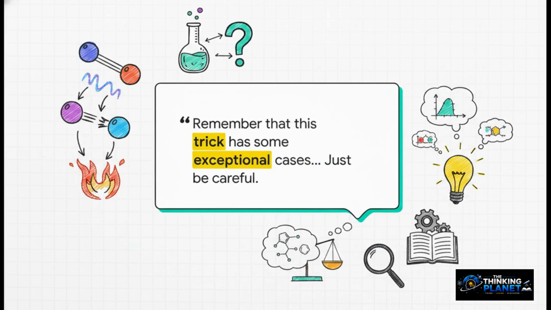Now, as much as I love that moles of products minus reactants trick we just learned, I do want to leave you with a very direct warning from our source material. To quote them directly, remember that this trick has some exceptional cases. Just be careful while using this trick too often. The math trick is a fantastic tool to check your work, or to take a solid guess when you're completely stuck. But it definitely has exceptions in advanced chemistry. Don't let the cheat code replace true understanding. Think about the bonds breaking, think about the energy flowing, and think about whether the system is absorbing or releasing heat. If you master the core concepts we covered today, honestly, you won't even need to rely on tricks.